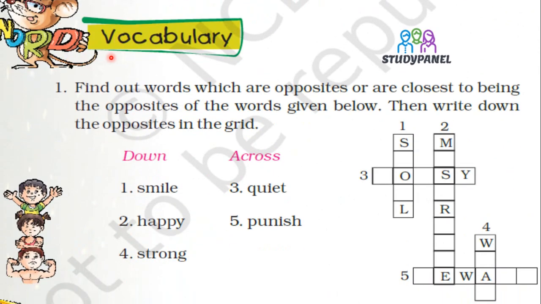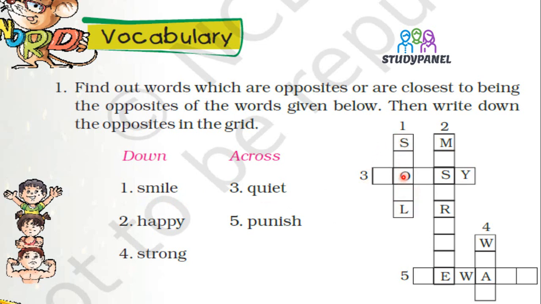Now come to the second part, that is vocabulary. 1. Find out words which are opposites or are closest to being opposites of the words given below. Then write down the opposites in the grid. We have to write the opposites or closest to being the opposites of these words in this puzzle. First of all, you can see this is one and this is one. So this is the opposite of smile. So we have to find out the opposite of smile.